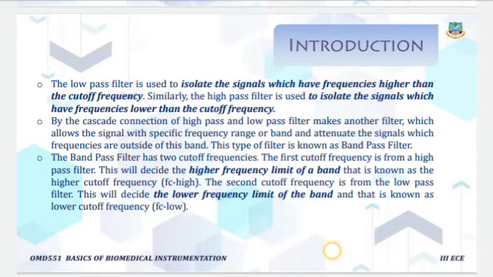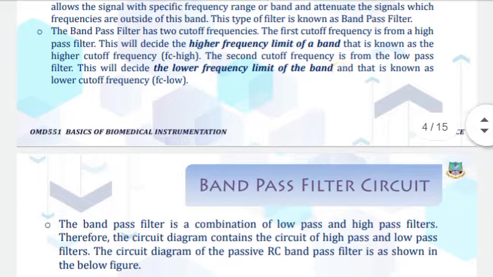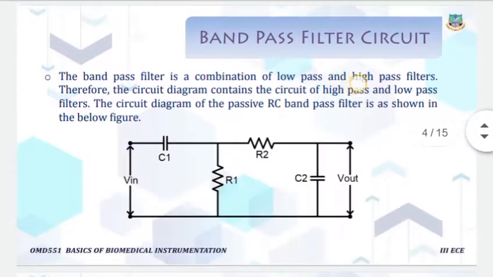Next we are going to see about the filter circuit. Band pass filter circuit. This figure is a band pass filter circuit. We all know this band pass filter circuit is just a combination of high pass filter as well as low pass filter. This first section, capacitor C1 and resistor R1, constitute the high pass filter, and R2 and C2 constitute the low pass filter. This circuit diagram is the passive RC band pass filter shown in this figure.